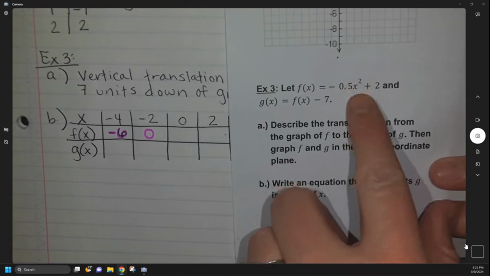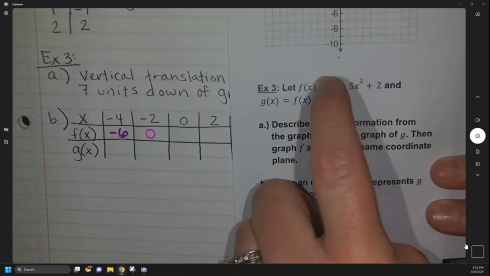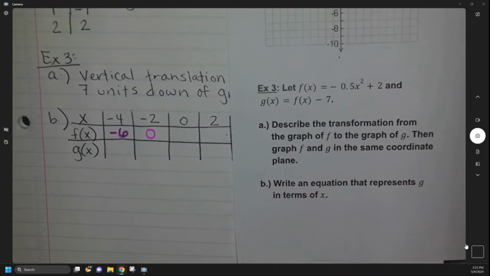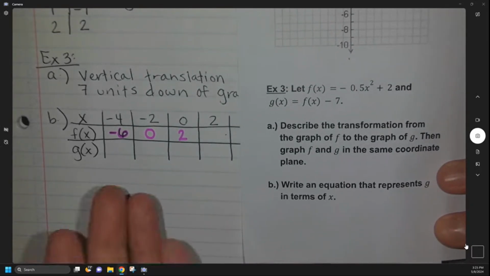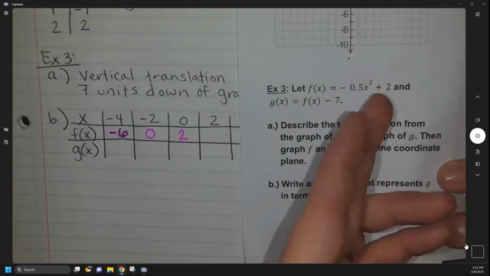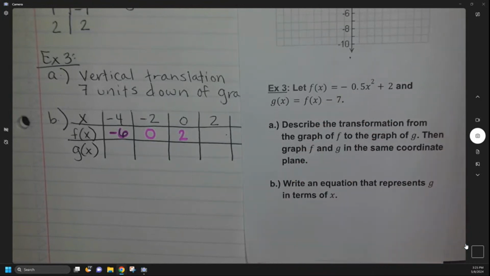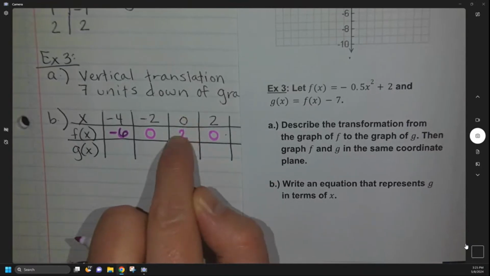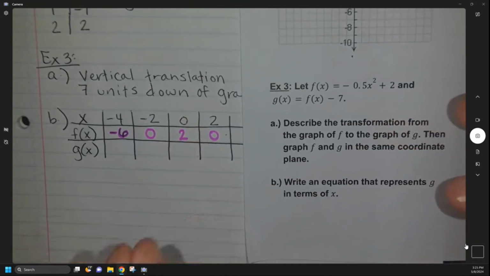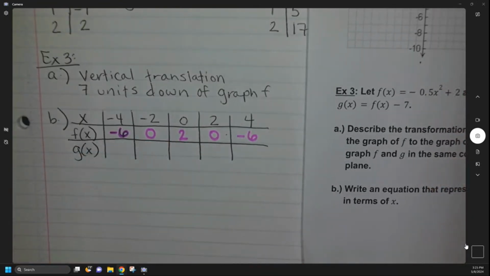Plug in 0. 0 squared is 0. 0 times -0.5 is 0. 0 plus 2 is 2. 2 squared is 4. 4 times -0.5 is -2. -2 plus 2 is 0. So notice this was our vertex, our axis of symmetry, that's the fold-over point. So that means that this -4 is also going to be -6.